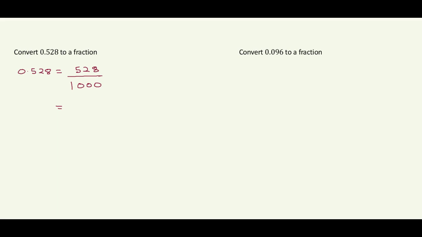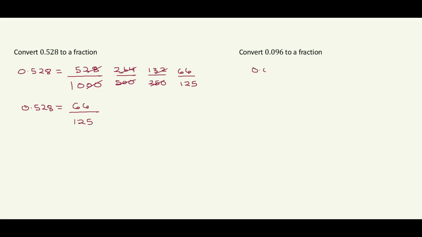So here we have 528 divided by 1000. If you divide this by 2, you have 264 divided by 500. You can also divide this by 2. You have 132 divided by 250, then you can divide this by 2. You have 66 divided by 125. There's really no common factor here. So 0.528 is equal to 66 divided by 125.